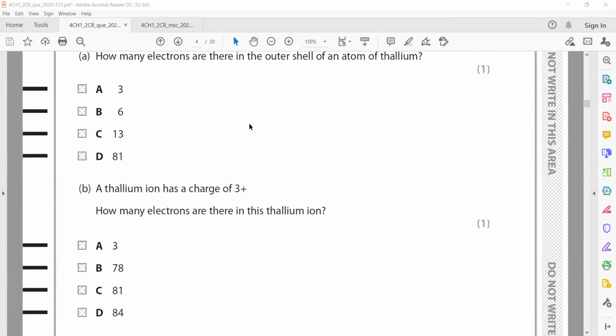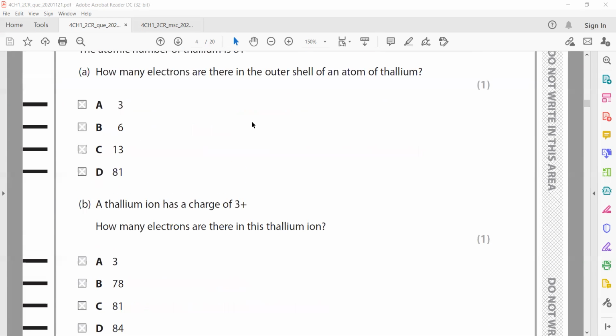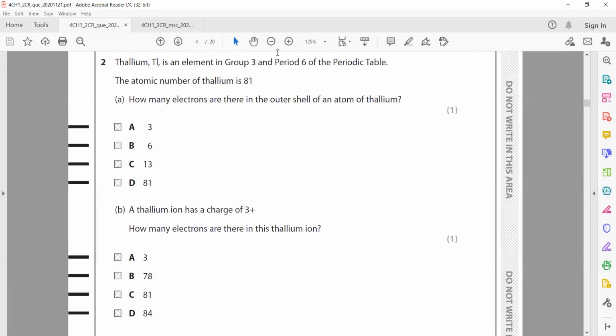A thallium ion has a charge of 3 plus. How many electrons are there in thallium ions? So it has atomic number 81, so there will be 81 protons and 81 electrons. It lost 3 of them, so it will be 78.